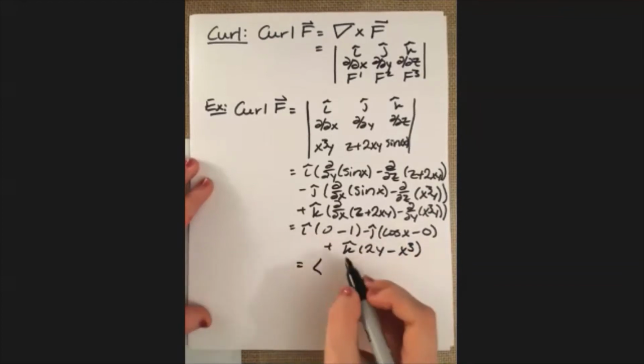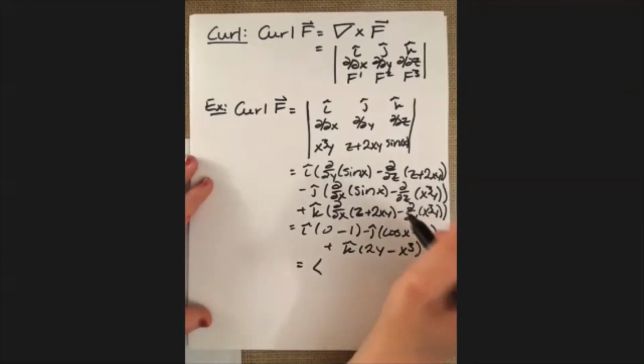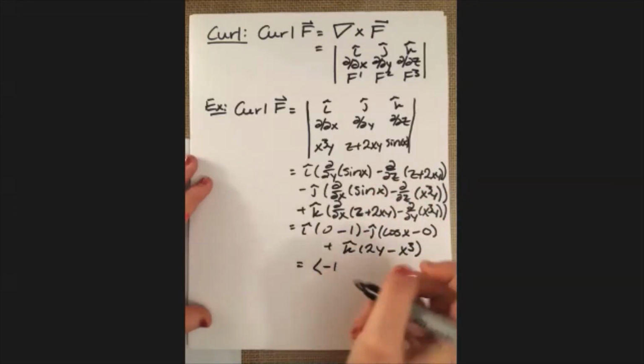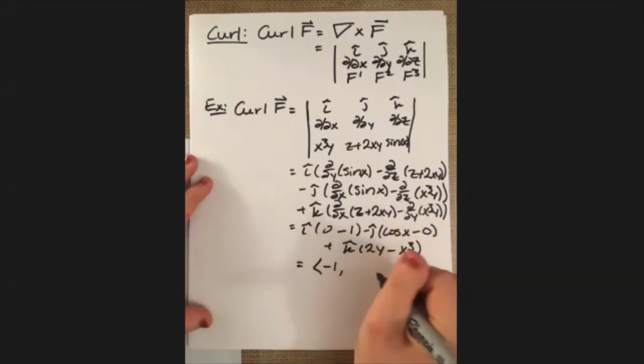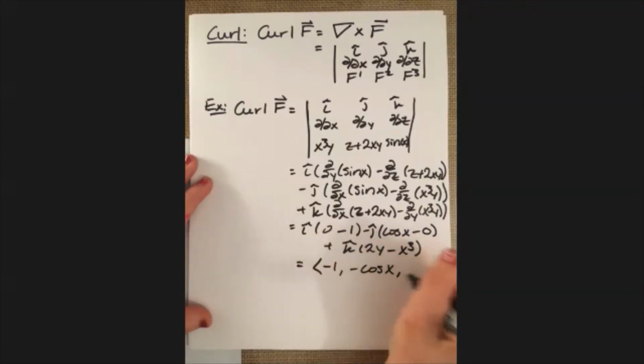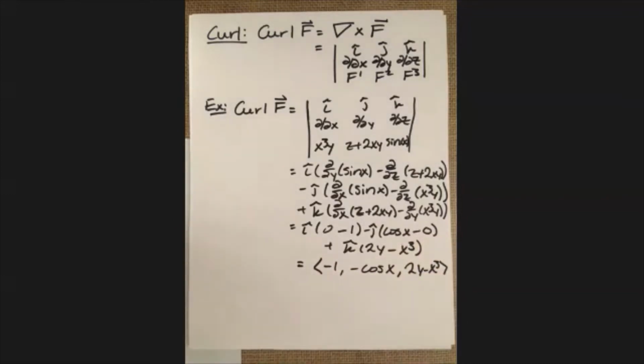So if I wanted to write this a little bit differently, I'm going to get negative 1, negative cosine of x, and then 2y minus x cubed is that curl right there. So that's how you compute curl. You just take that cross product right there.